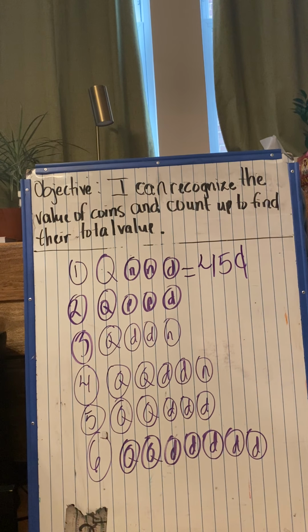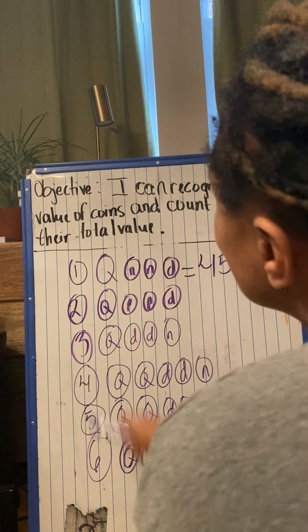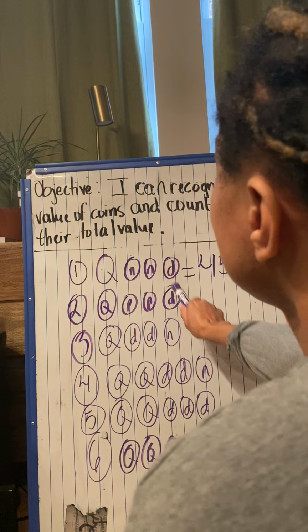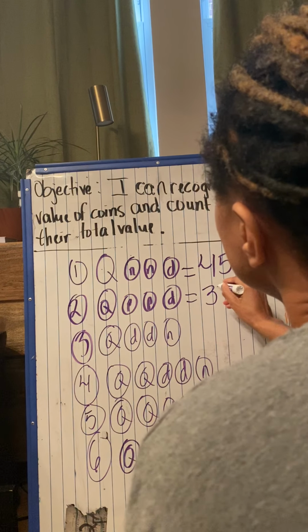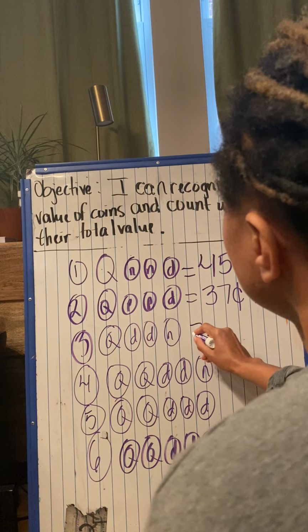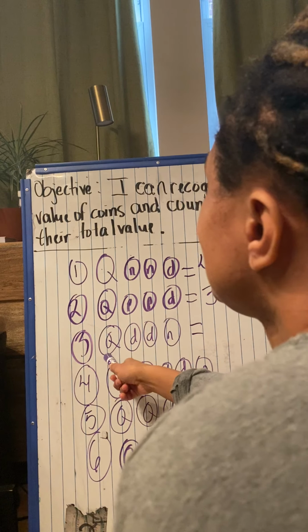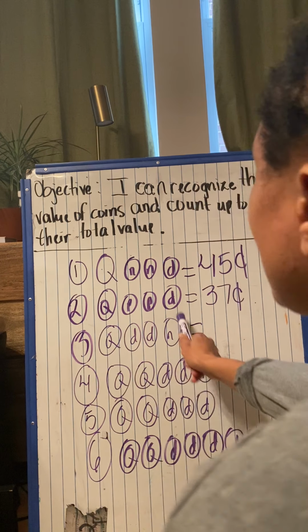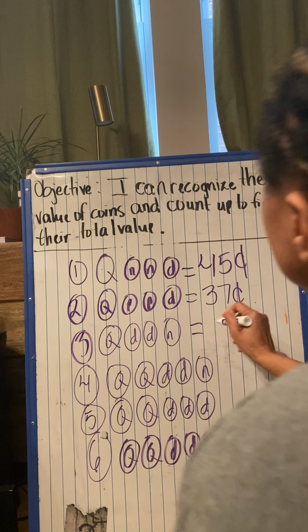What about number 2? 25, 35, 36, 37 cents. Again, it's easier to start with the coin with the highest value. Moving on to number 3. This one should be super easy because it's in order from the highest value to the lowest value. 25, 35, 45, 50. 50 cents.